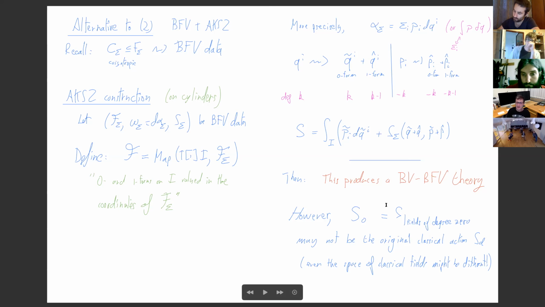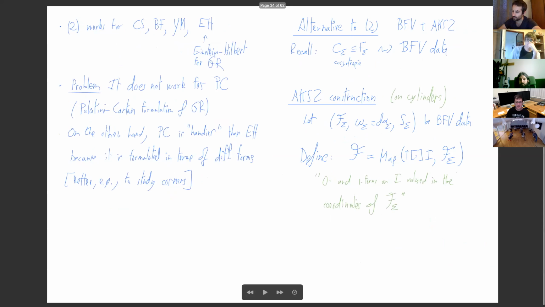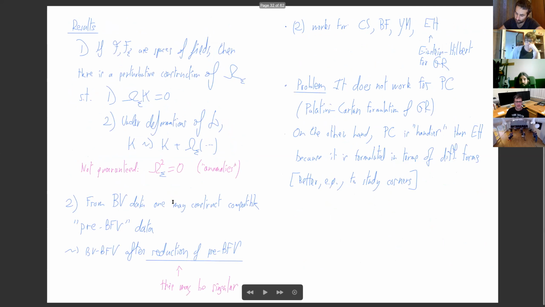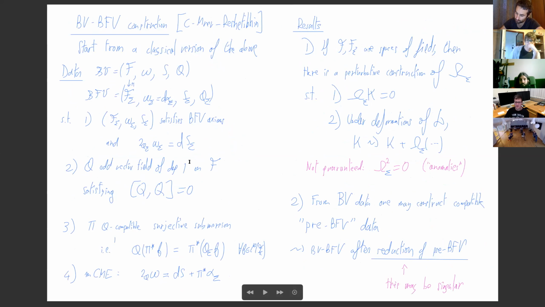And moreover, this is not really a new result, it's just working out what is written in AKSZ. If there is a boundary, you can easily see that this bulk BV structure is compatible with the boundary BFV structure precisely as in these axioms. This is almost obvious.